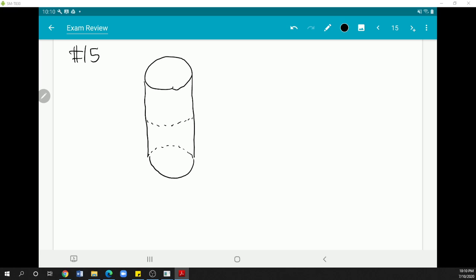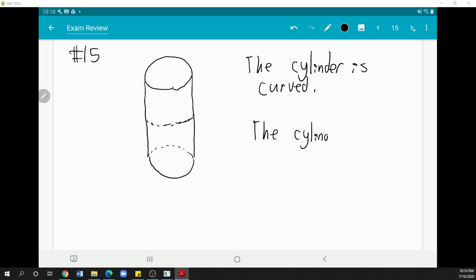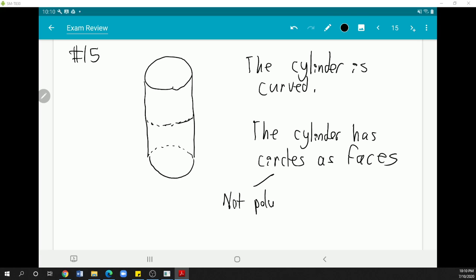Here, kind of two things. The cylinder is curved. So that's an issue. A polyhedron has to be made up of flat surfaces. And also, the cylinder has circles. Circles as faces. What's wrong with that? Circles, not polygons.